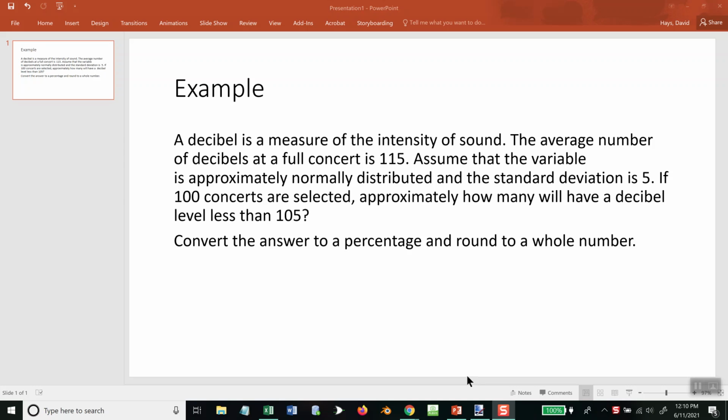A decibel is a measure of the intensity of sound. The average number of decibels at a full concert is 115. Assume that the variable is approximately normally distributed and standard deviation is 5. If 100 concerts are selected, approximately how many will have a decibel level less than 105?